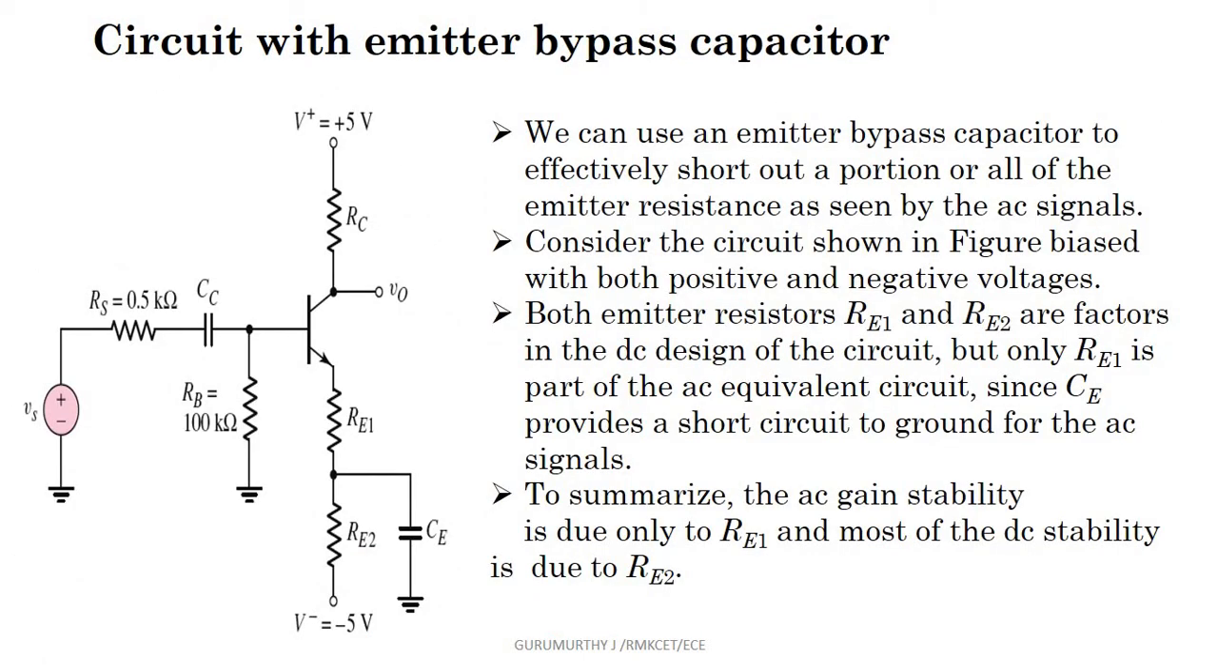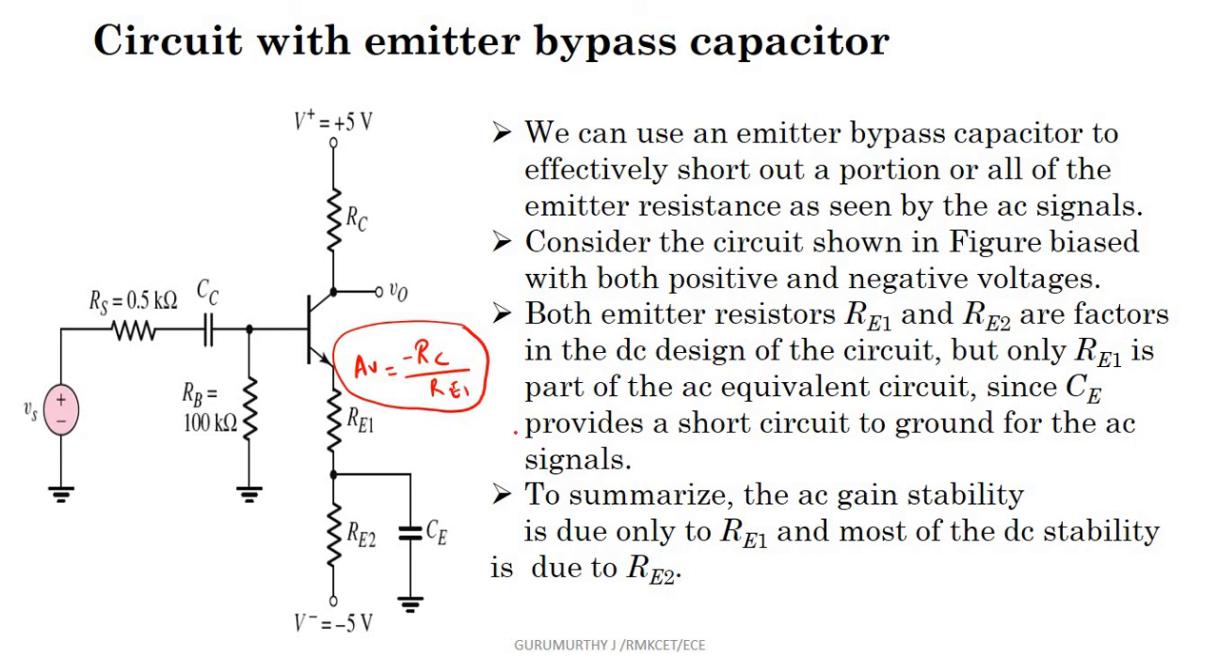So this is the gain, input impedance and output impedance of the common emitter amplifier with emitter resistor. When you consider this configuration and do the AC analysis, this capacitor is considered a short circuit. So the AC gain is decided by RC by RE1. Here you don't have any effect of RE2 on the AC gain. So gain is improved when you put a bypass capacitor.